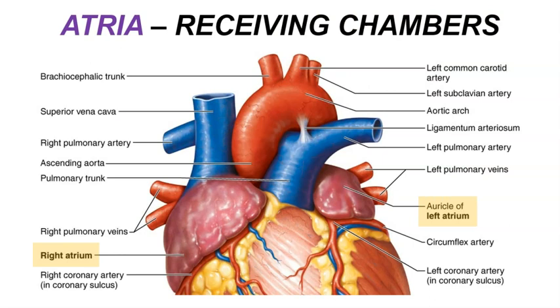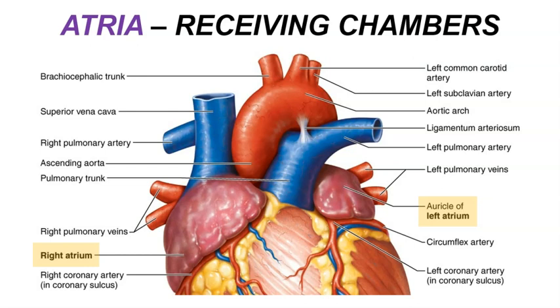So let's begin by examining the atria. These are collectively the receiving chambers of the heart because they are receiving blood from the major veins like the superior vena cava, the inferior vena cava, and the pulmonary veins. Recall that the veins are always structures that are returning blood to the heart.